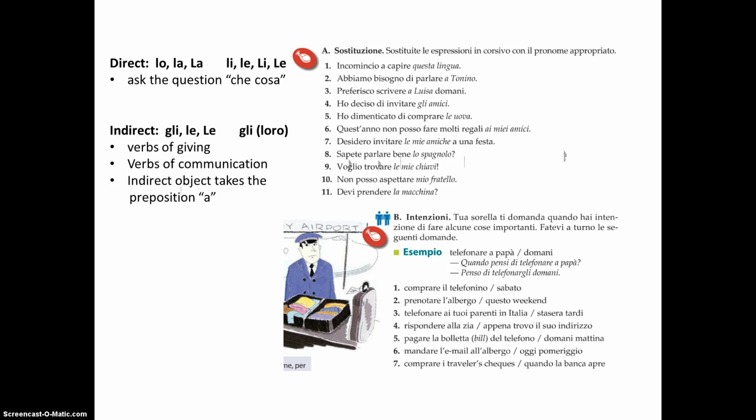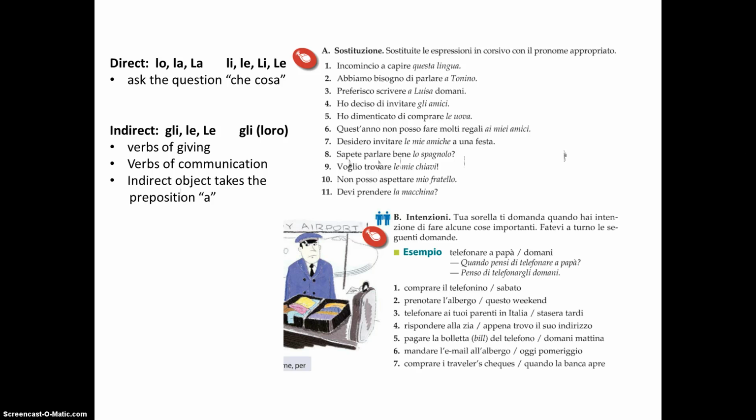We'll do one more together. Quest'anno non posso fare molti regali ai miei amici. So here we have the preposition a, giving us a clue that it's an indirect object, and also a verb of giving, regalare. And we have the plural, masculine, miei amici. So, quest'anno non posso fargli molti regali.